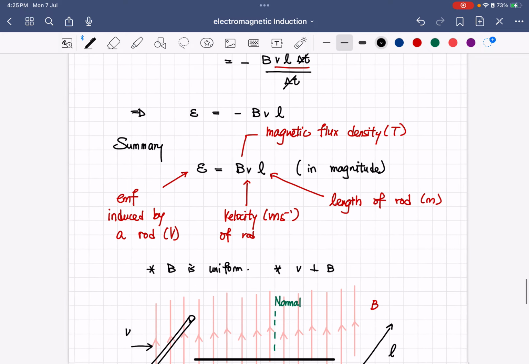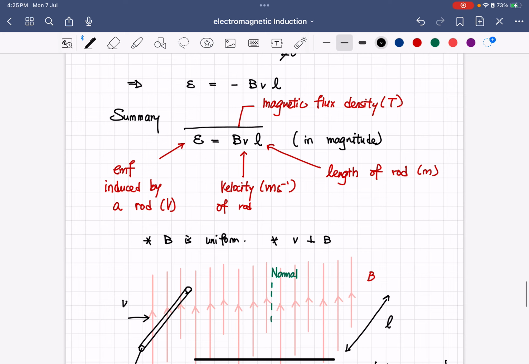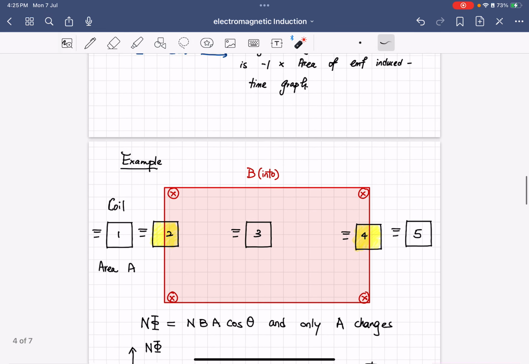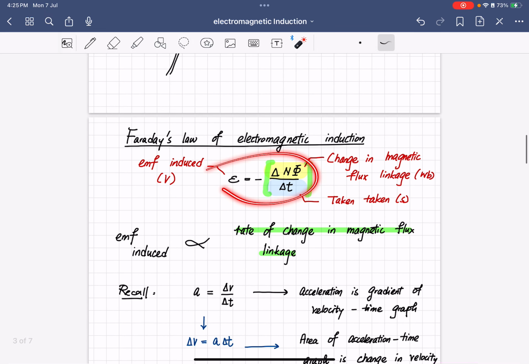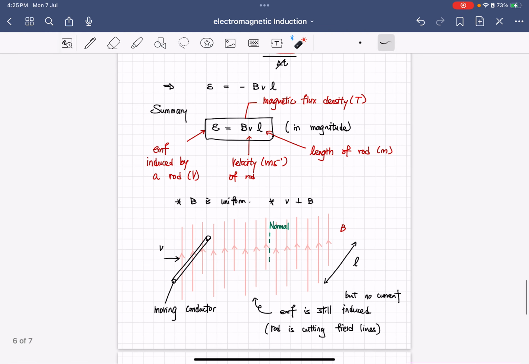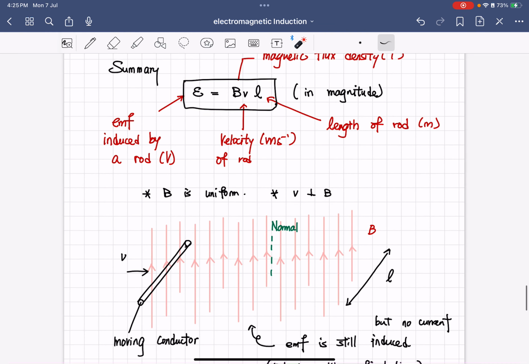So this is one key result that they like to test in your examination. When they are talking about just an isolated rod moving in a magnetic field, then the EMF induced is given by this formula. This is a special case, unlike the general case of Faraday's law, which can be applied to all cases. But for examination purposes, this is a quite common question that you can find.